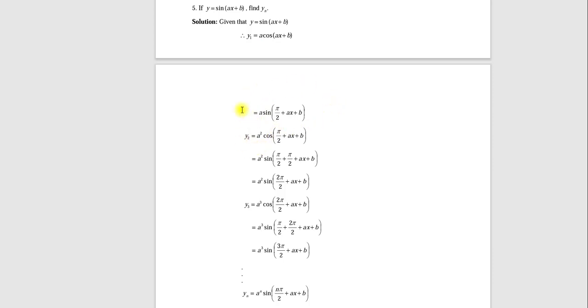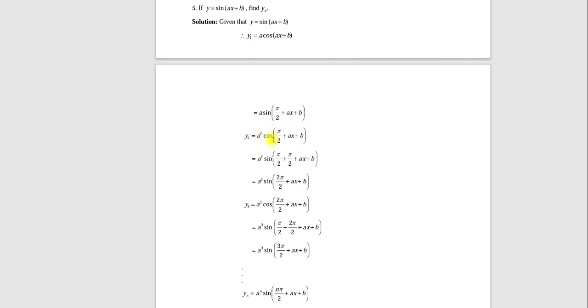Similarly, we have to differentiate this y1, and we will get this part. So, d/dx of sine x equal to cos x. That's what exactly written here, and we have to differentiate the inside part according to chain rule. And if we differentiate the inside part, pi by 2 plus ax plus b, we find 0 plus a into 1 plus 0. So the a comes forward, and with the previous a it becomes a square.